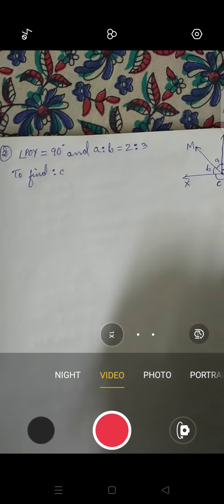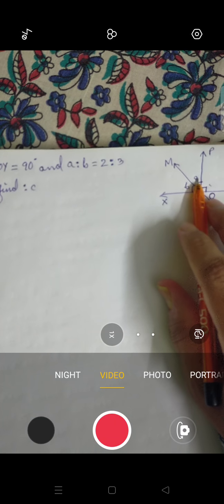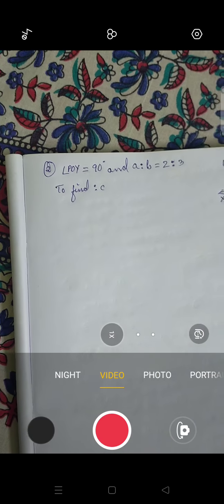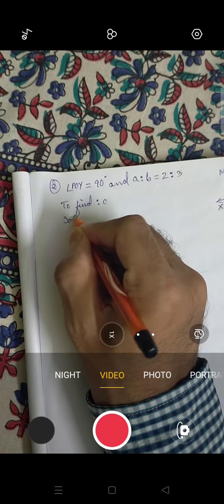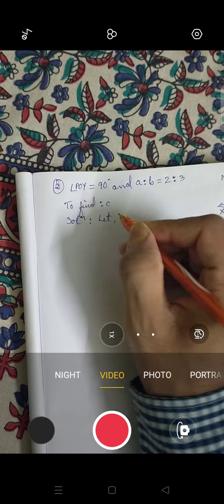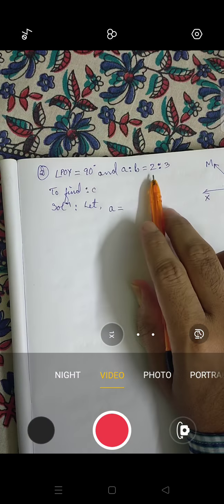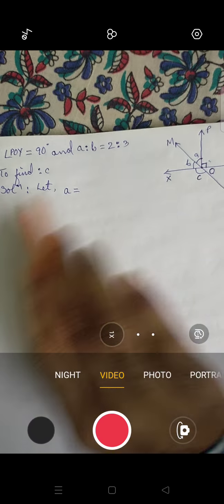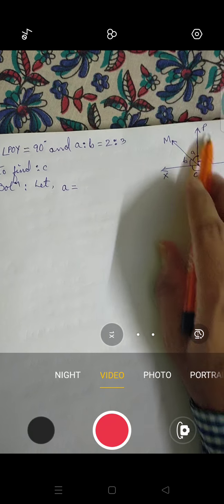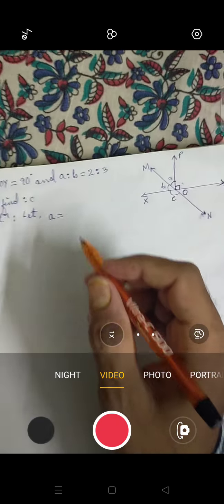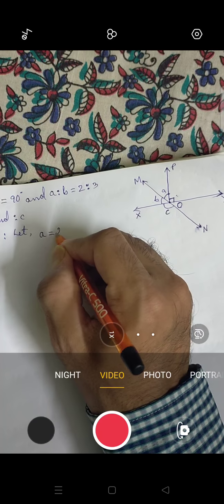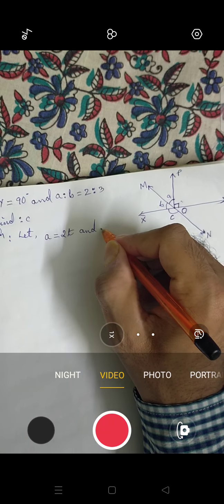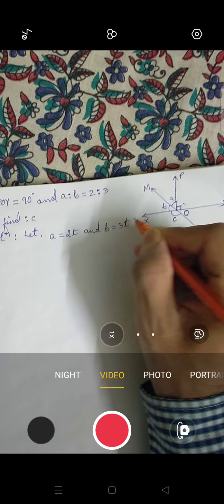So here, before taking this, we'll assume A and B because they are given in ratio. You have studied in class 8 also, if something is given in ratio, it's better to mark that something. So solution, let A is equal to, we'll be taking something else. We can't take X, Y, M, N, P, O, and we can't take A, B, C also because these things are given in the question. So we will be taking A is equal to 2T, and B is equal to 3T. We have assumed this way.